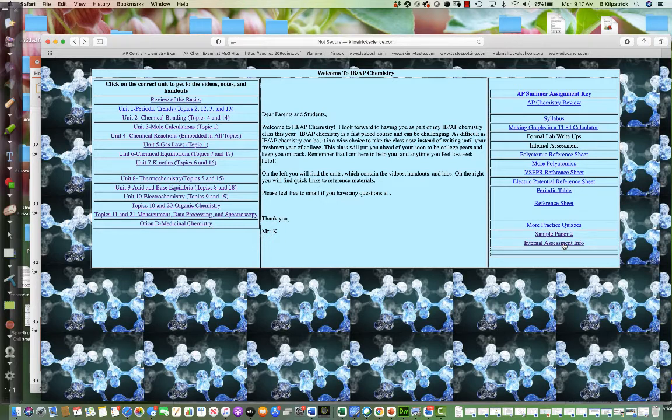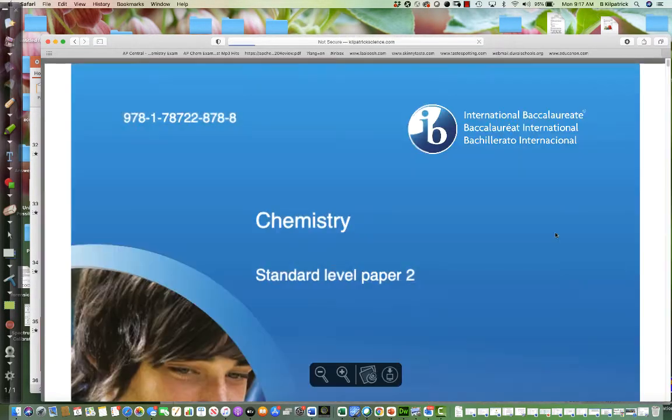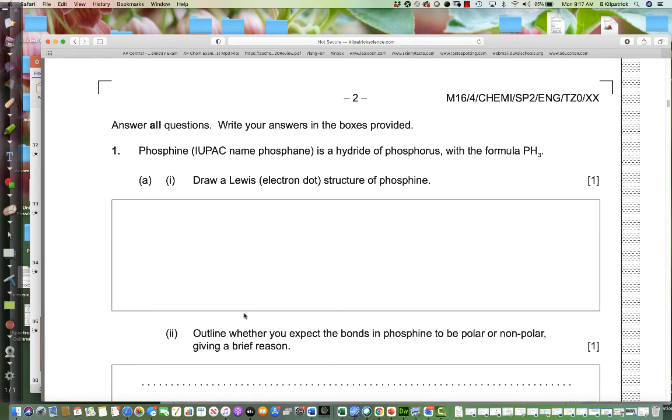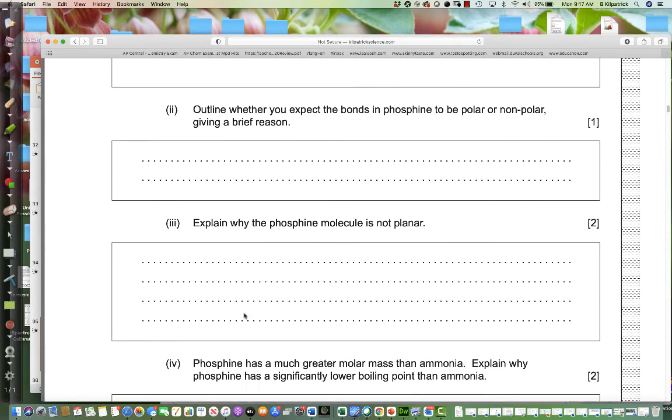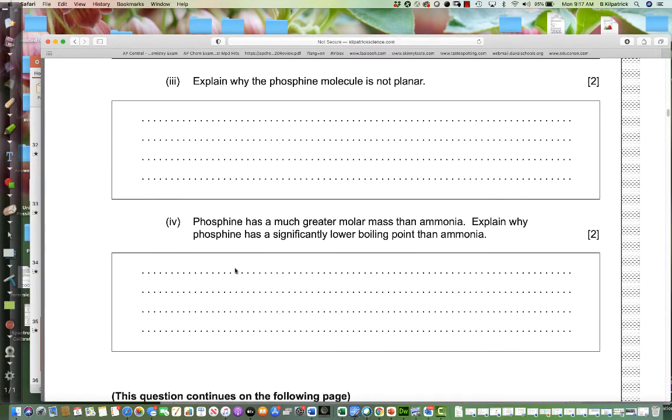Now, the papers. Paper 1 is multiple choice. For paper 2, I do have a sample paper on the website if anybody wants to take a look. That's the formatting, how it's going to look when they sit down, and it gives you an idea of some of the kinds of questions they would ask.